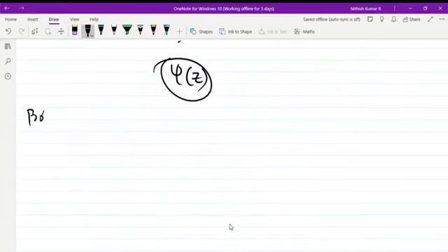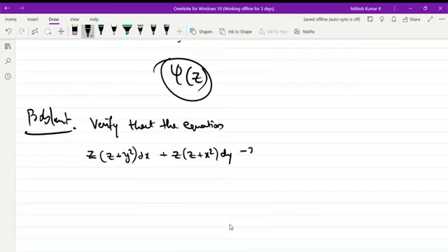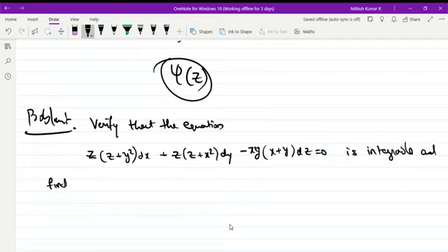So let's take a problem. Verify that the equation z into z plus y square dx plus z into z plus x square dy minus xy into x plus y dz equal to 0 is integrable and find its primitive.